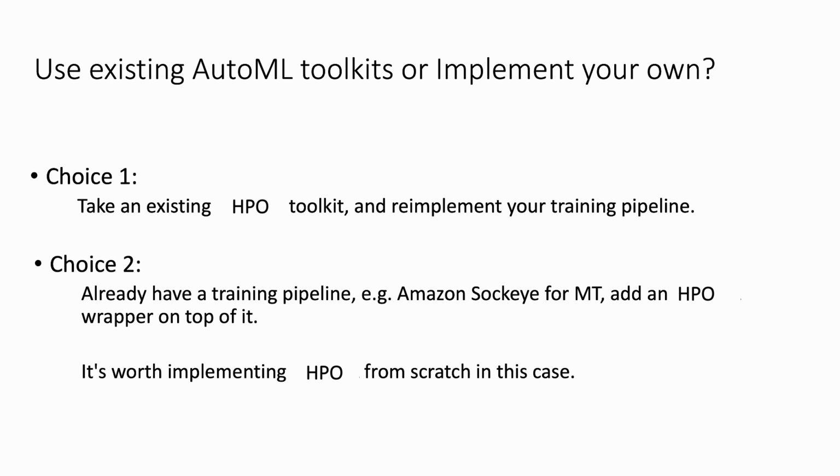It's not trivial to decide whether to use existing HPO toolkits or implement our own. If you go for an existing HPO toolkit, you might have to rework your entire training pipeline. But if you already have a solid training pipeline like Amazon Sockeye for machine translation, and you are not too keen on messing with it, you might consider creating an HPO wrapper instead. Take our HPO toolkit as an example. This second option is actually quite doable and is a perfect solution for our needs.